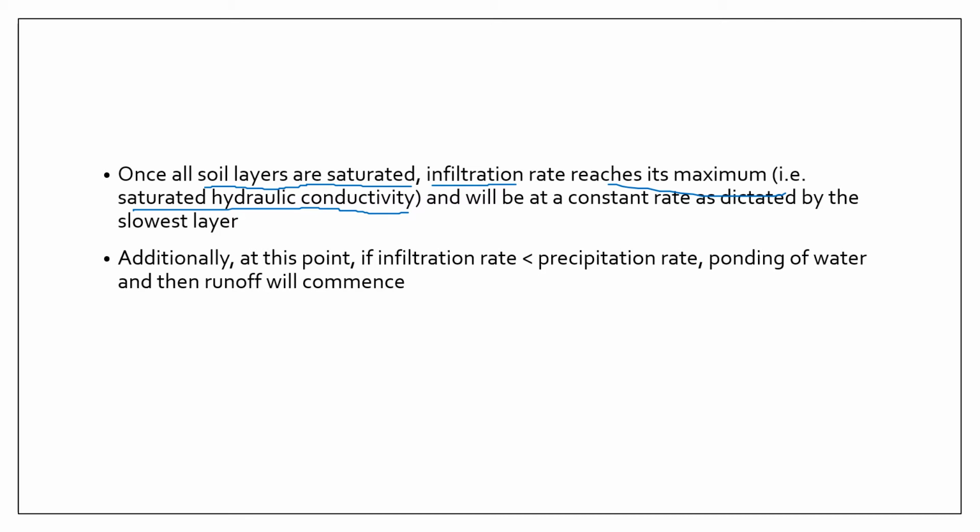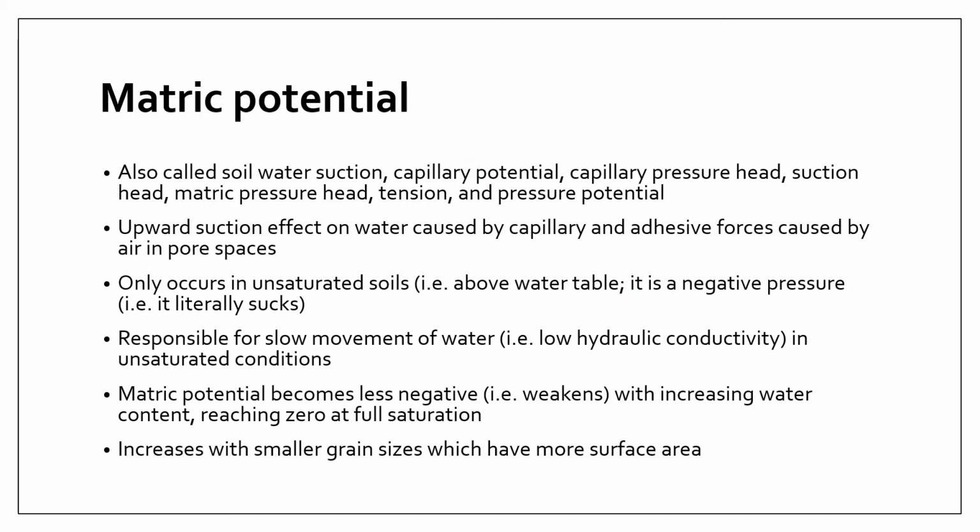Now, when you're talking about your vadose zone or the subsurface, what happens is you start with a slow infiltration rate and then it eventually speeds up as it reaches its full saturation. Okay? Once you get full saturation, you get your maximum infiltration rate. But if you still have a precipitation rate that is bigger than your infiltration rate, you will eventually get ponding and then runoff will start. Okay.